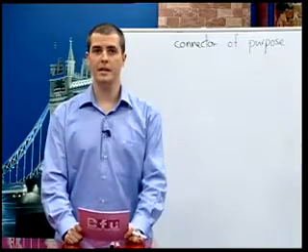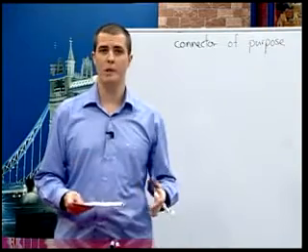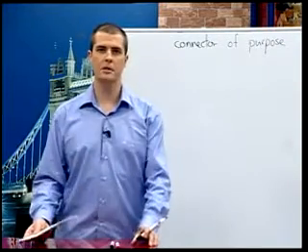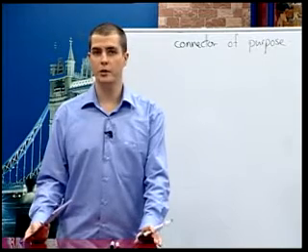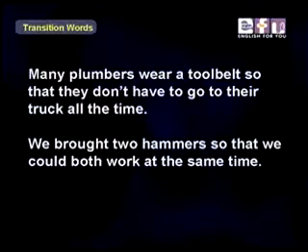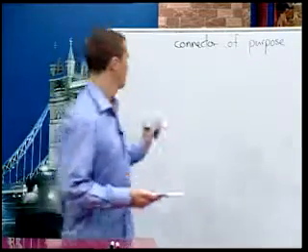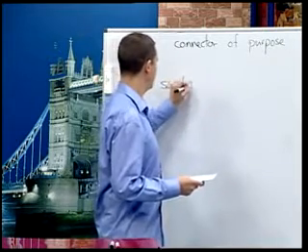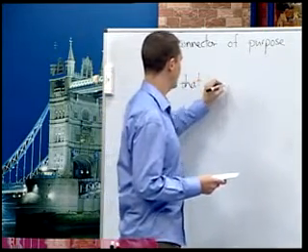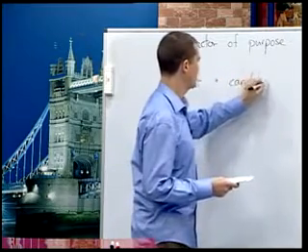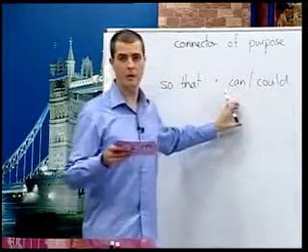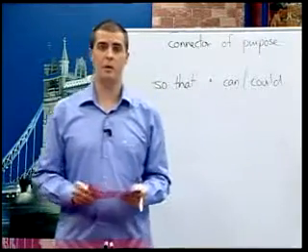A so that, which we quickly studied in lesson 14, is a connector used with the purpose of an action. It's like it answers the question, why did or why do you do something? In the second sentence, why did we bring 2 hammers? We brought 2 hammers so that we could both work at the same time. It's usually placed in the middle of a sentence, and often it's used with can or could. No comma is necessary with this connector.